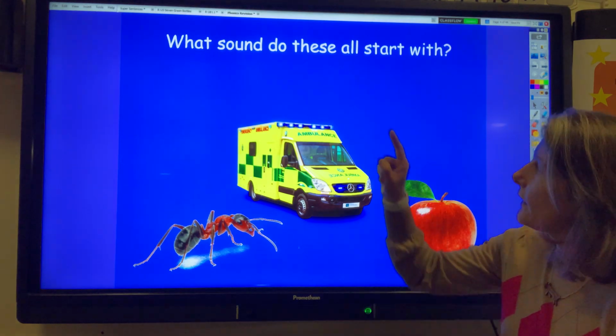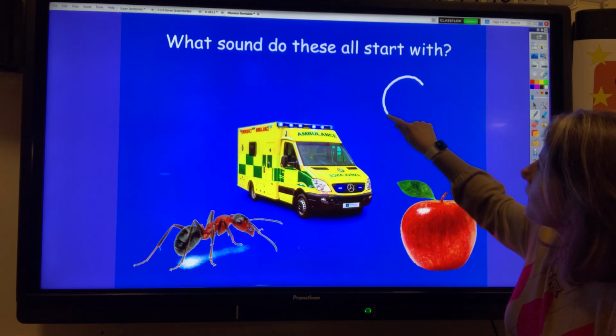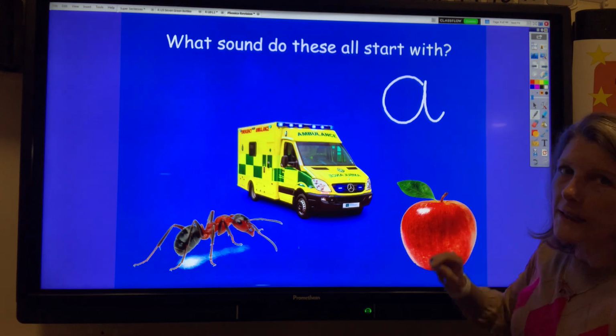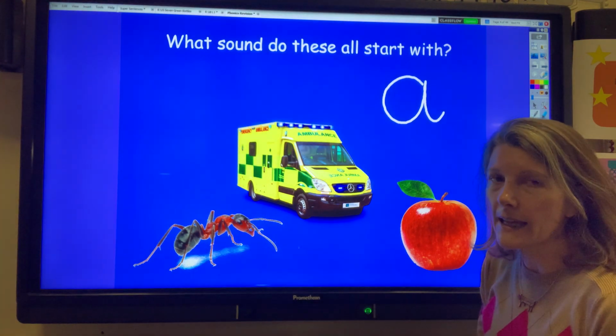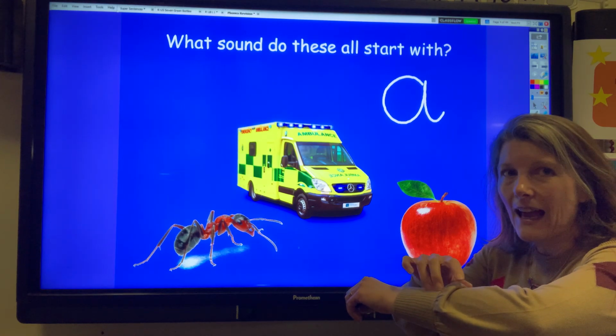Are you ready? I'm going to write the grapheme up here. I'm going to go around, up, down and flick. So the grapheme is A and the phoneme is A, A, A.